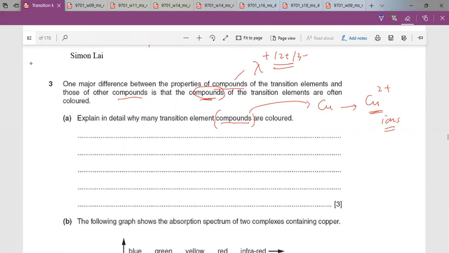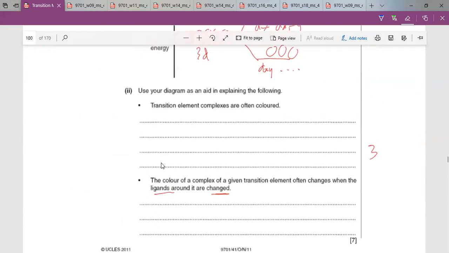3, the difference in energy level is equal to E equals hc over lambda, and lambda is the wavelength of the absorbed light. 4, the unabsorbed light, which is the seen light, is complementary to the absorbed frequency. 4 points. Okay, up to you now. Next one we do is page 100, the marking scheme. Page 100 is 101 here.